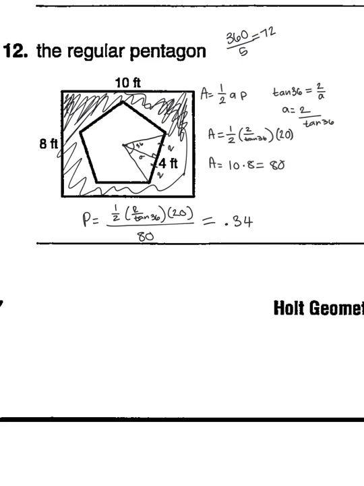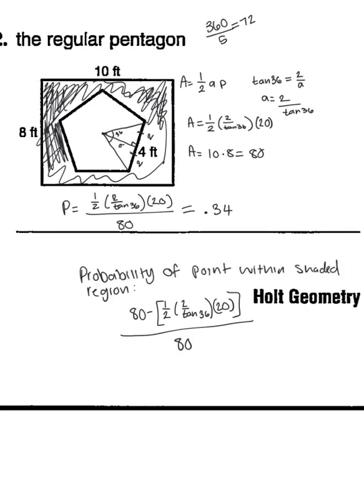So again, if you're asked to find the probability of the shaded region, then once again, you would do the rectangle minus the pentagon, and all of that over the entire area, which is the area of the rectangle, right? So let me just show you how that would be done. In order to find the probability of the point within the shaded region, you would do the area of the entire rectangle, so 80, minus the area of the pentagon, which is 1/2 times 2 over tangent 36 times 20, and then all of that over the area of the entire rectangle, 80. So you will have questions like this on your test, so just make sure you understand how to do that.